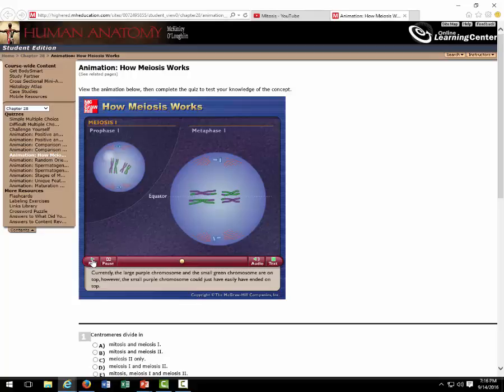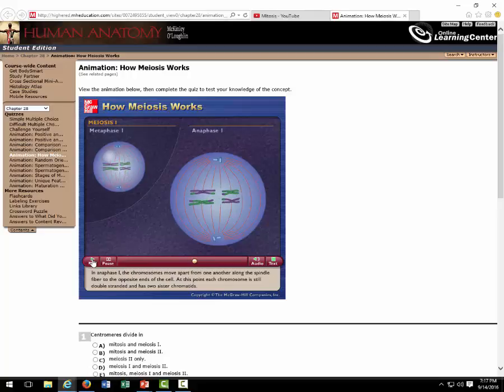Currently, the large purple chromosome and the small green chromosome are on top. However, the small purple chromosome could just as easily have ended up on top. Each different orientation results in gametes with different combinations of parental chromosomes. This process is called independent assortment. Once the chromosomes are lined up, the ends of the spindle fibers attach to each centromere.